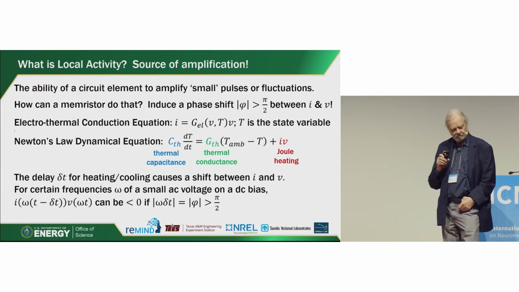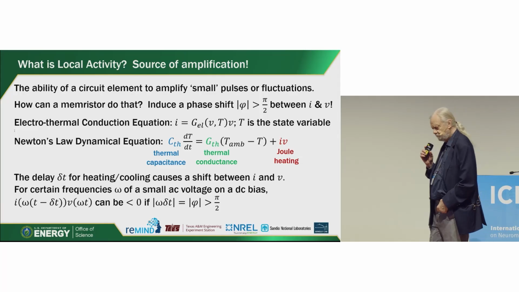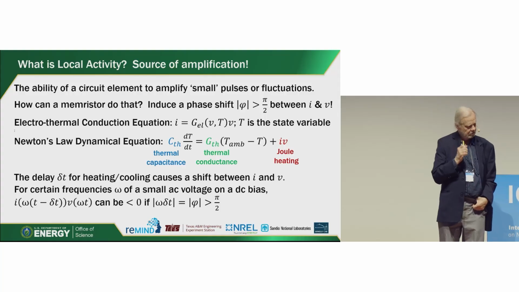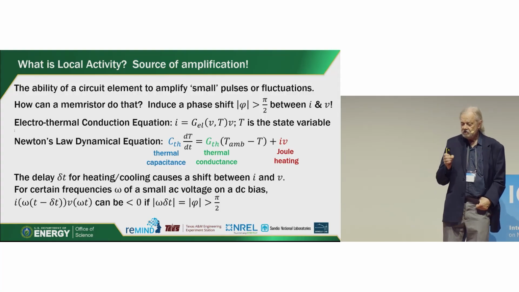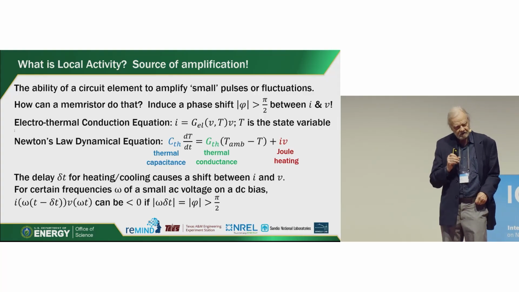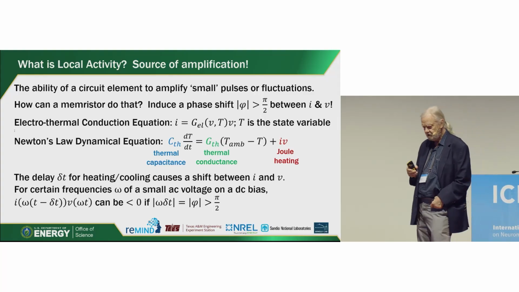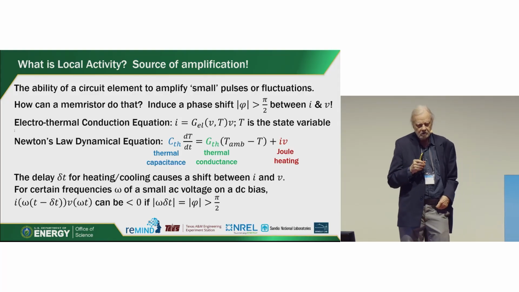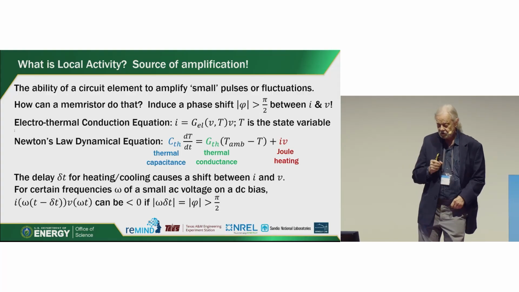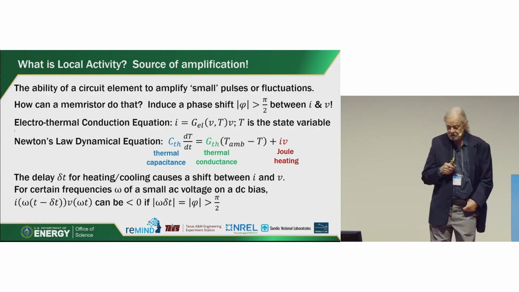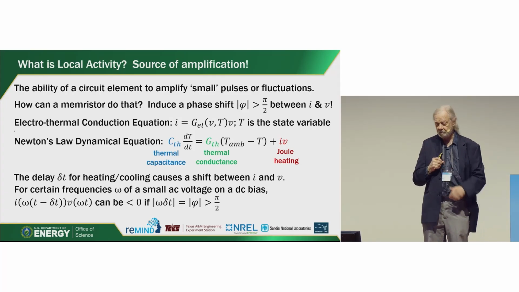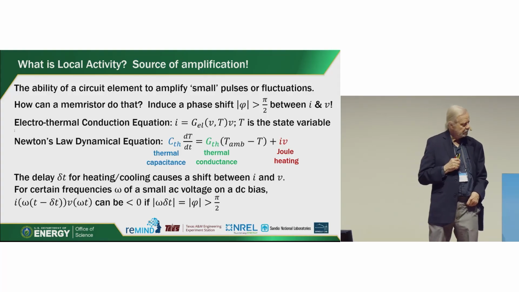So what is the source of the amplification? It's the ability of a device or a material to amplify small pulses or fluctuations. And the way it does that, in terms of being a memristor, is that the memristor has to have a phase shift between its current and voltage. And it turns out that that phase shift needs to be greater than pi over 2. And once you've essentially gone above that phase shift, now all of a sudden you've got an amplifier.